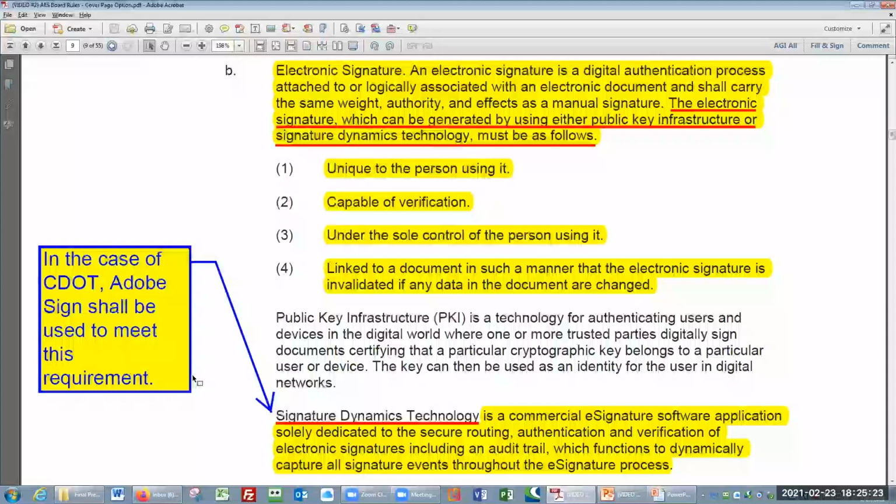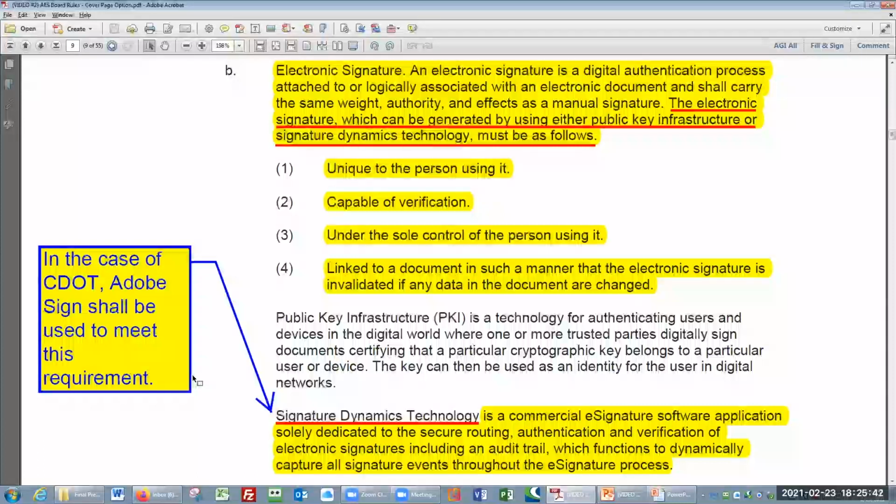Number 3, under the sole control of the person using it. That's pretty obvious, but you're charged with being in control of your seal and that no one else uses it, has access to it, can copy it, or anything else. What helps you do that, in fact ensures it, is the software that you use when you use your seal.